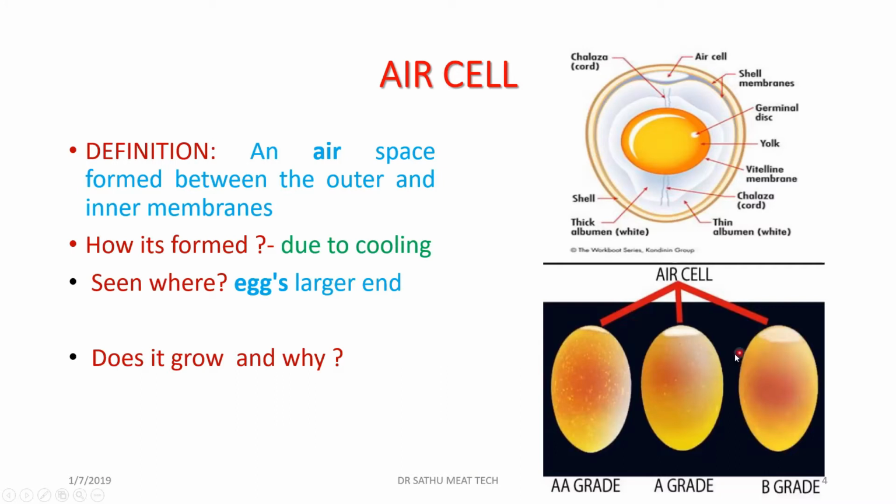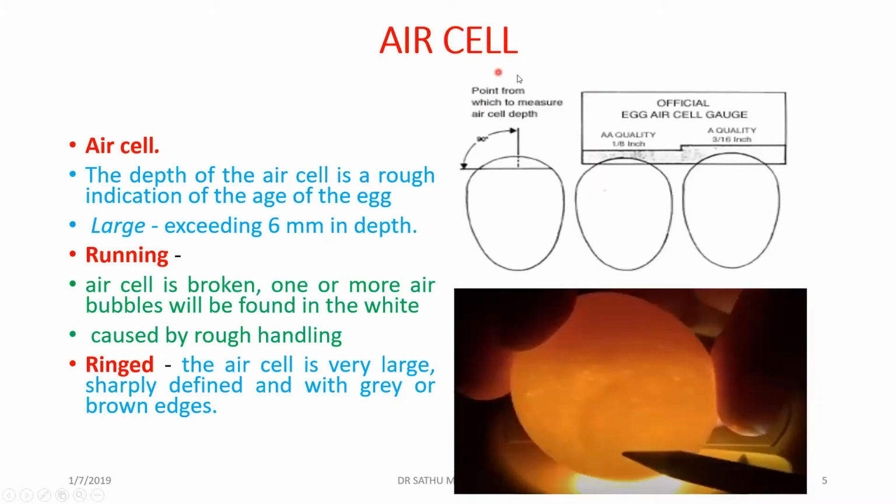If you are doing the shell treatment, you have to do it immediately after the egg is laid, because the loss of moisture and carbon dioxide will be more in the initial stage after the egg is laid. So here you can see the air cells. The depth of the air cell is a rough indication of the age of the eggs. That says if the depth is more, it indicates the egg is more aged, or there is more loss of moisture and carbon dioxide from the egg.